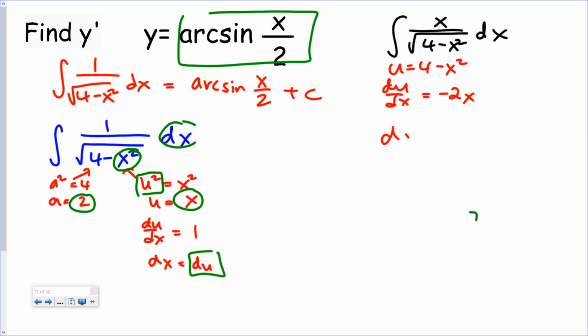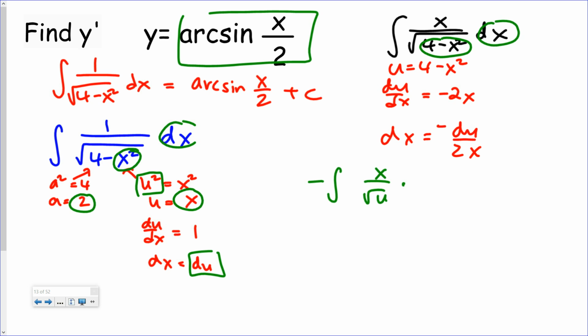Okay, solve for dx. This, you guys know how to do this. This is just regular u substitution. Okay, dx equals negative du over 2x. And then you substitute two things. What two things would I substitute? My dx and my u. Okay, let's put that in. That would be the integral of x over the square root of u times negative du over 2x.